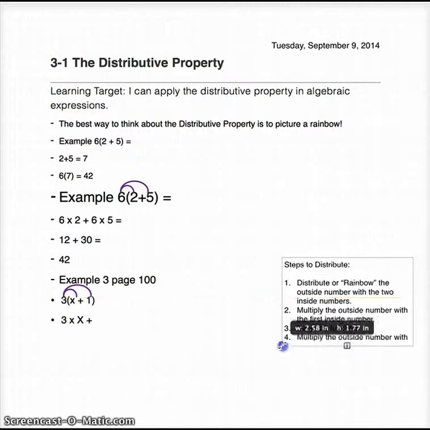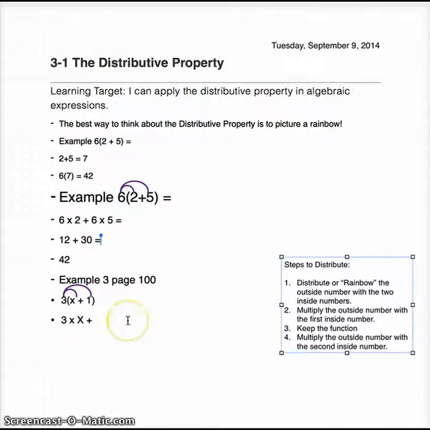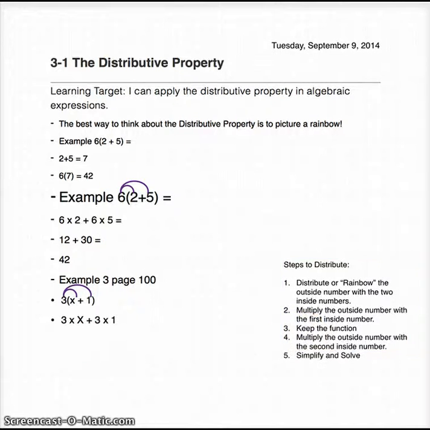And then my fourth step is to multiply the outside number with the second inside number. So again, the 3 is my outside number, and in this case, the 1 is my second inside number. So my next part would be 3 times 1, the inside number, I'm sorry. All right, and then my fifth step is to simplify and solve.